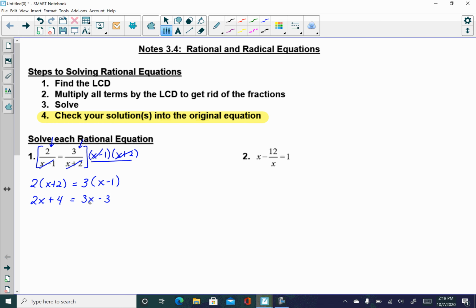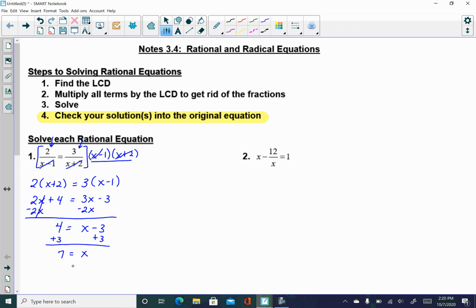I like to do my letters next, so between 2x and 3x, this 2x is the smallest, so I'm going to take it to the other side by doing the opposite. So since it's a positive 2x, I subtract 2x from both sides. Cancels out, so now I have 4 equals x minus 3. Last step to get x all by itself, add 3. So x equals positive 7. So I have solved it now. Letters on one side, numbers on the other.